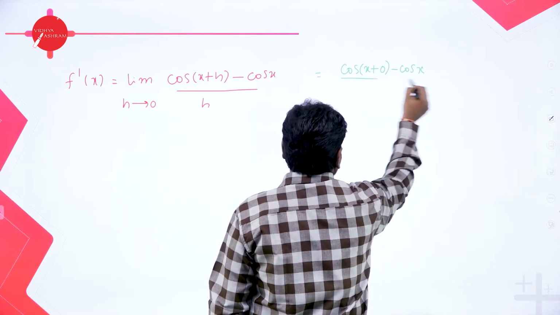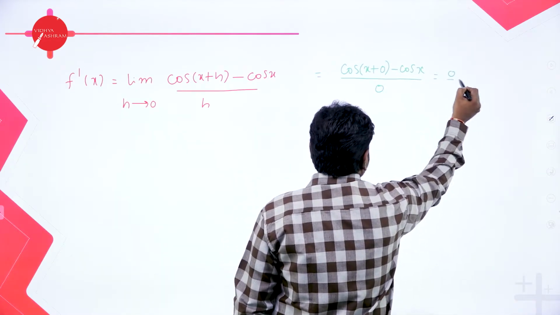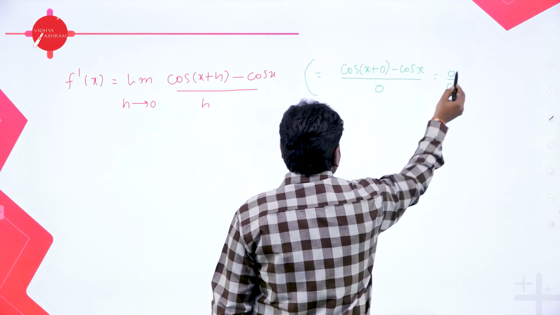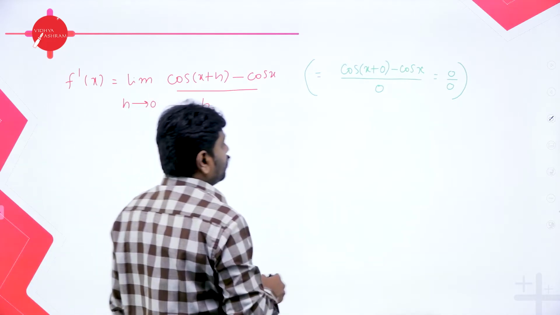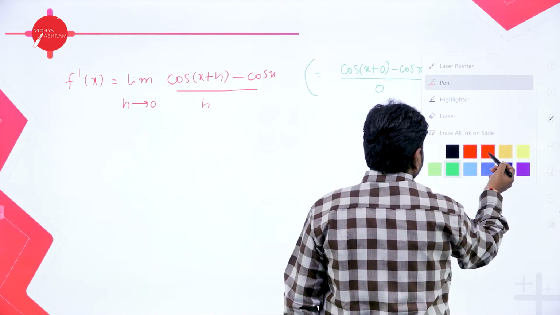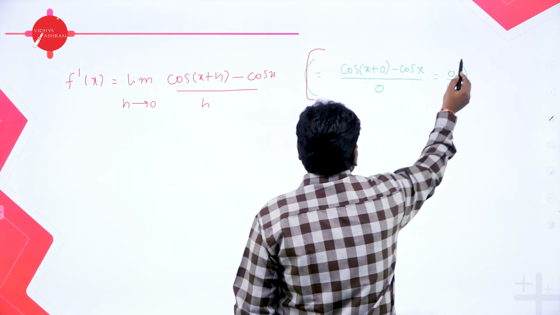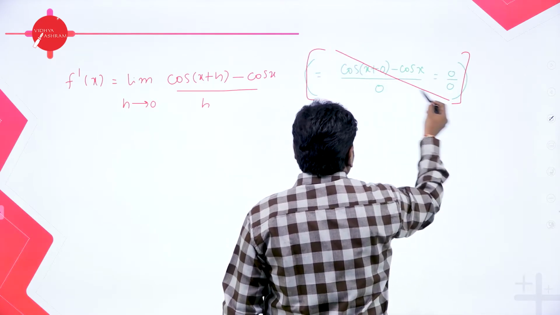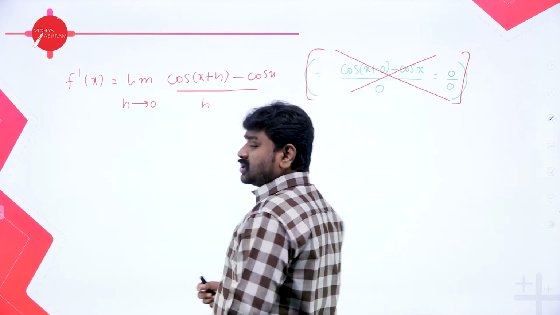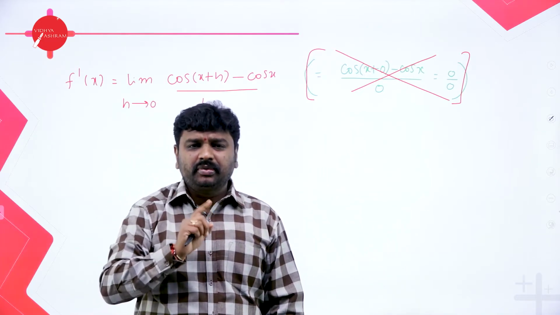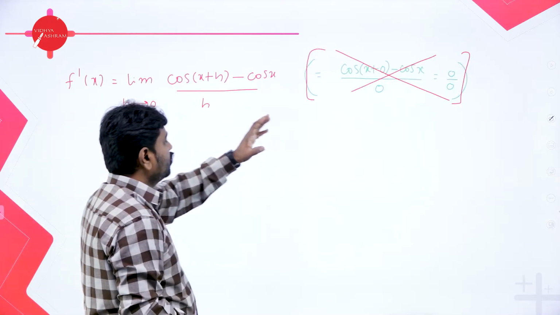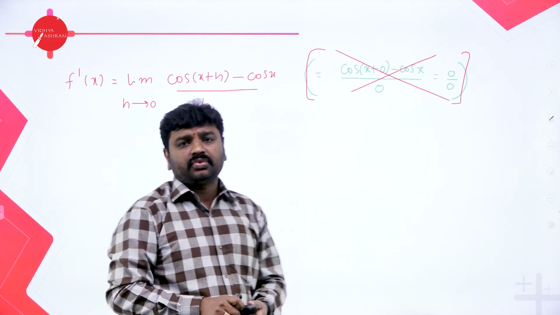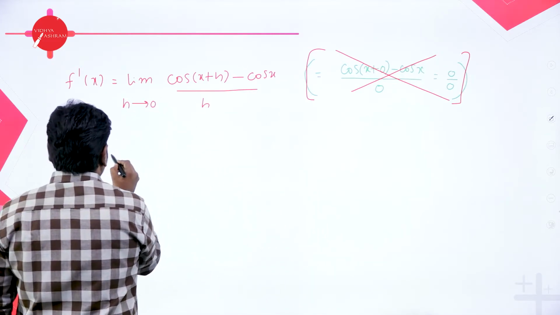Cos x divided by 0, or 0 by 0. I told you whenever you apply a limit, you should not get 0 by 0. So whenever you apply a limit, you should not get what? 0 by 0. Just to make you understand, I wrote this, it is not required. Suppose you directly apply the limit; what is meant by direct application of limit? In the place of h, if you put 0, you will get 0 by 0. So that's why you should not put 0. So what we'll do, we'll simplify.